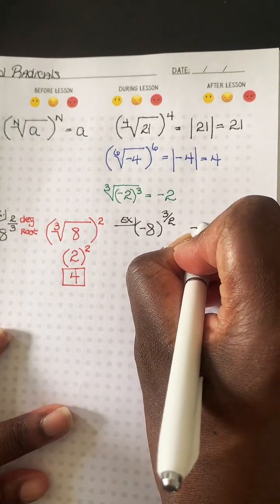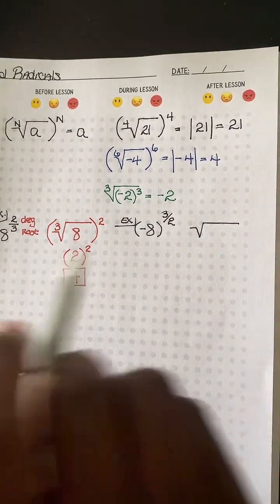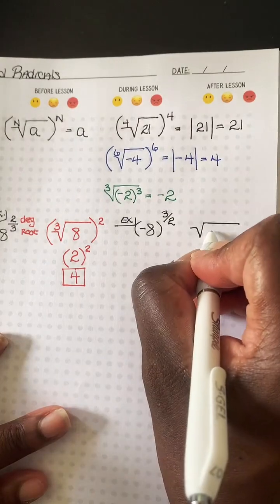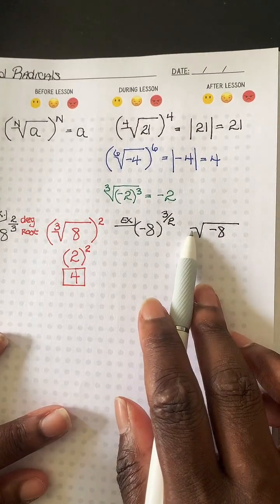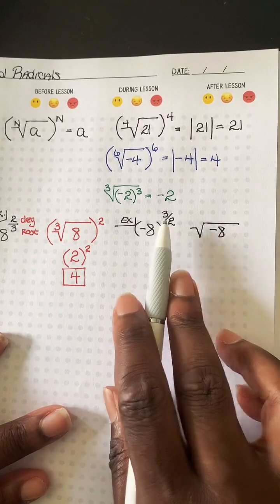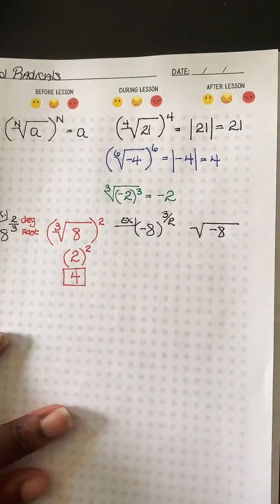So if I'm dealing with my radical, I know my radicand is going to be the negative 8. But what type of index am I going to put here? Is it the 3 for cubic or is it 2 for square?